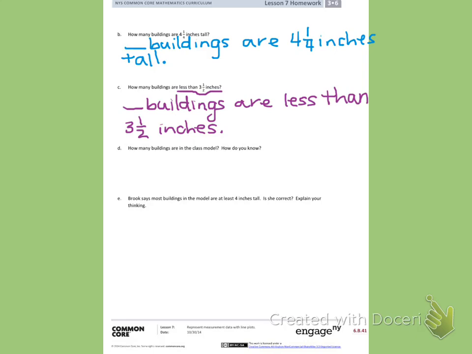Item D says, how many buildings are in the class model? How do you know? I'm going to highlight that. How many buildings are in the class model? And then I'm going to underline, how do you know? You don't want to forget to answer part of the problem's questions. In order to determine how many buildings are in the class model, we need to count all of the X's that are present on the line plot.